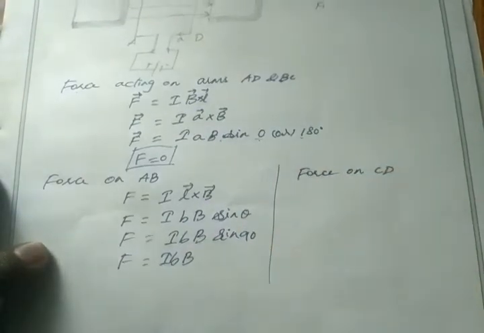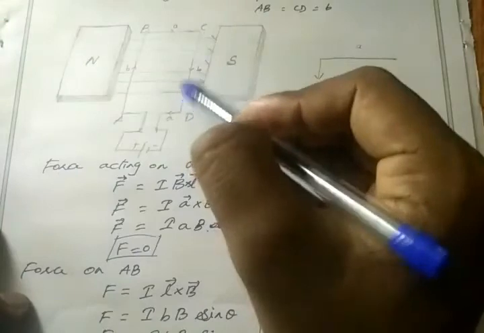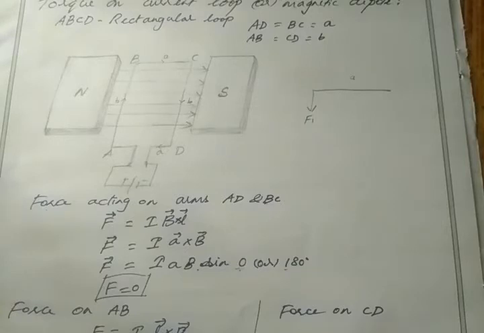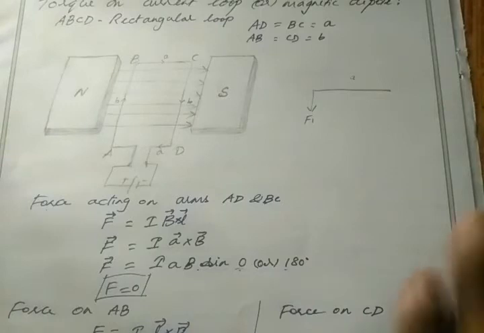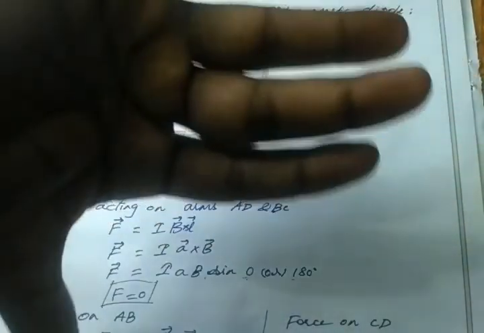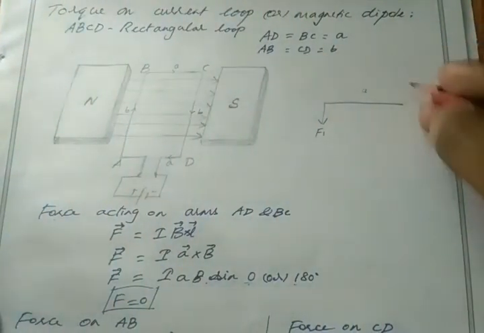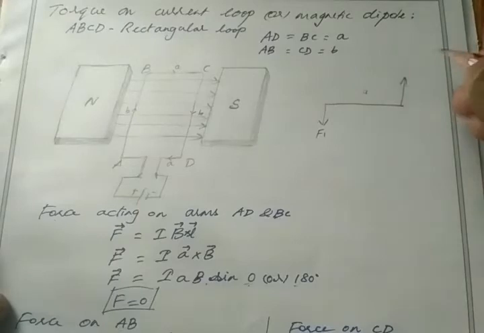Then what is the force acting on CD? We have another side CD. What is the force acting on it? Similarly, use the same rule, right hand palm rule. Forefinger in the direction of magnetic field, thumb in the direction of motion of charge. So my palm shows upwards. So here the force is acting upwards, F2.